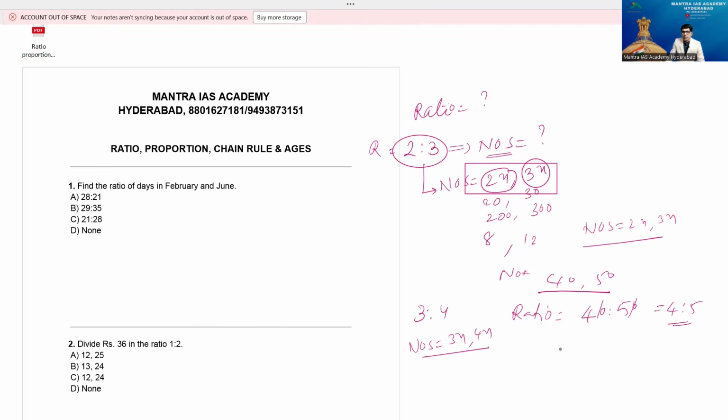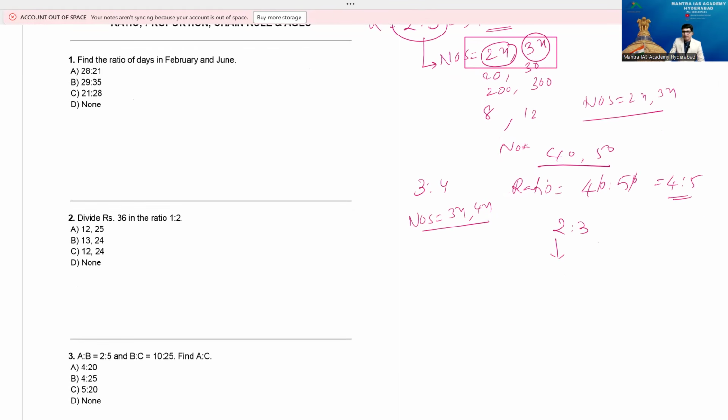So, in this ratio 2:3, what is the name of the first term and the second term? The first term is known as the antecedent, and the second term is known as the consequent.